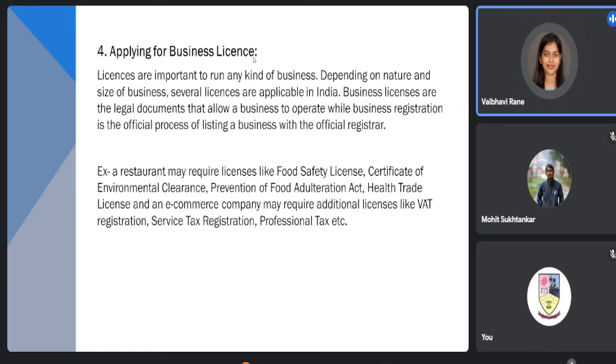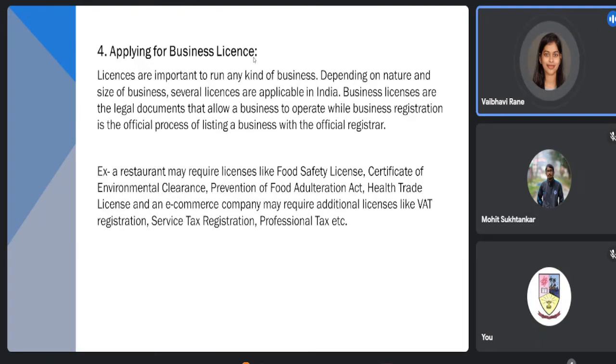For example, a restaurant requires multiple kinds of licenses: a food safety license, certificate of environmental clearance, a certificate under the Prevention of Food Adulteration Act, and a health trade license. An e-commerce company may require additional licenses such as VAT registration, service tax registration, professional tax registration, GST registration, and so on. So be aware when you're starting your startup, apply for all the appropriate permits, permissions, and licenses.